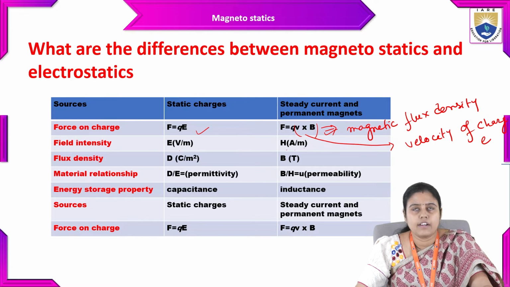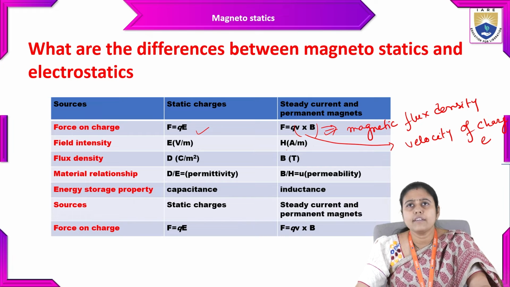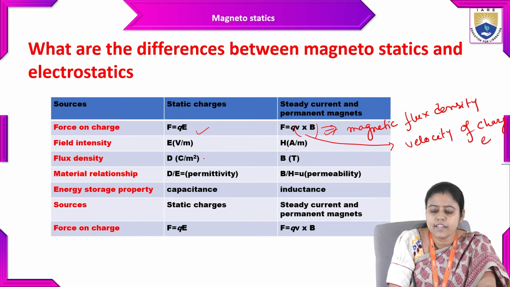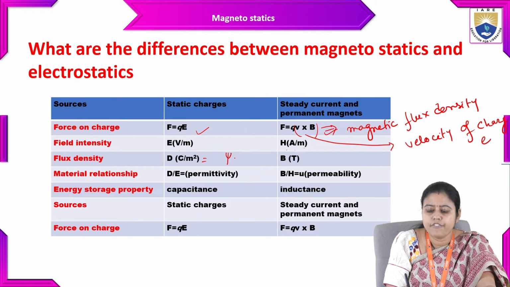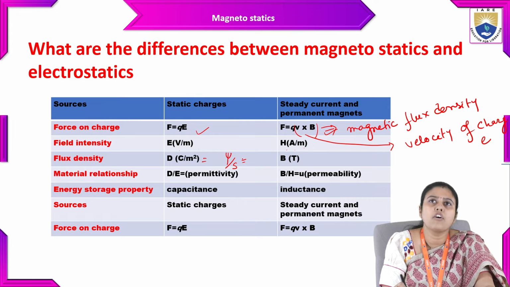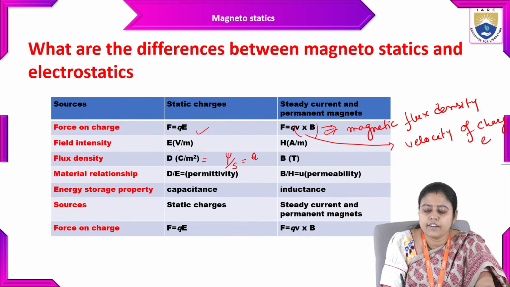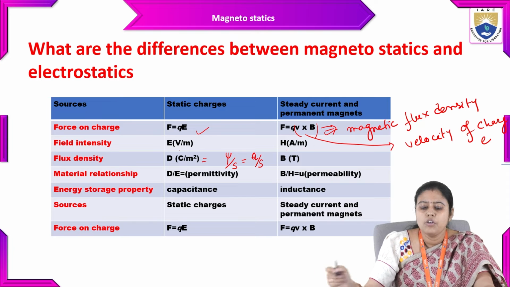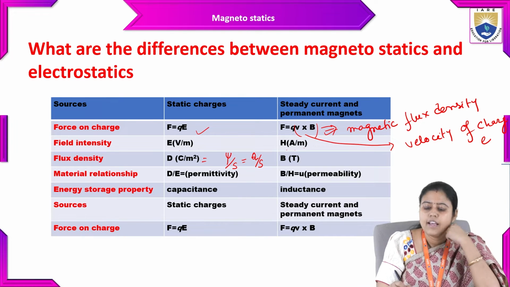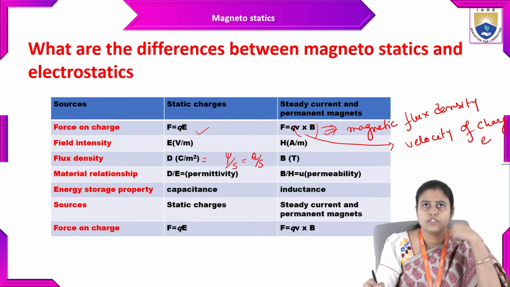The third point is the flux density. Flux density D has the unit coulomb per meter square. What is D? The number of electric flux lines in the cross-sectional area. According to Gauss law, the electric flux is equal to the electrical charge enclosed. So we can write D is equal to Q by S, in coulomb per meter square.